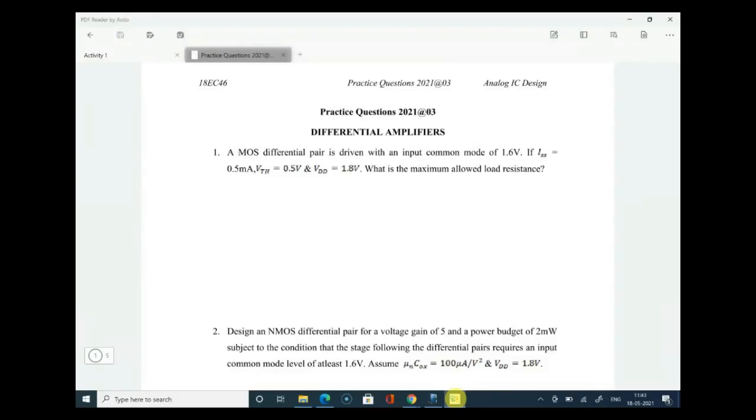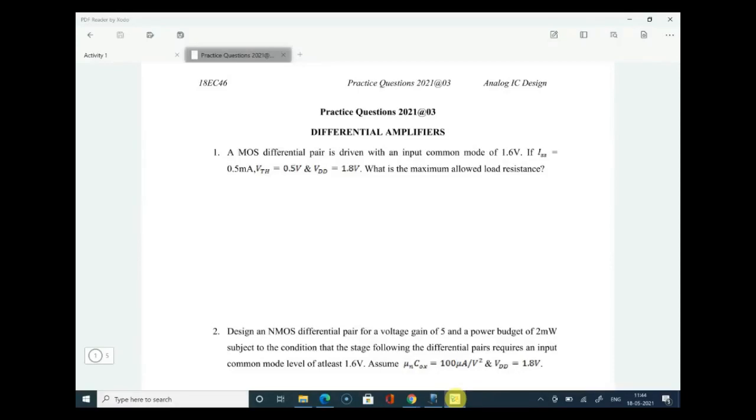You can read aloud. That's okay. A MOS differential pair is driven with an input common mode of 1.6 volt. If ISS is equal to 0.5 milliamp, VTH is equal to 0.5 volt, and VDD equal to 1.8 volt, what is the maximum allowed load resistance?